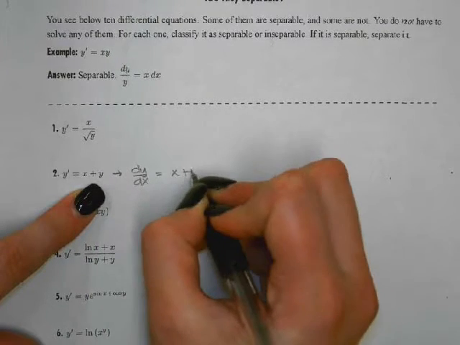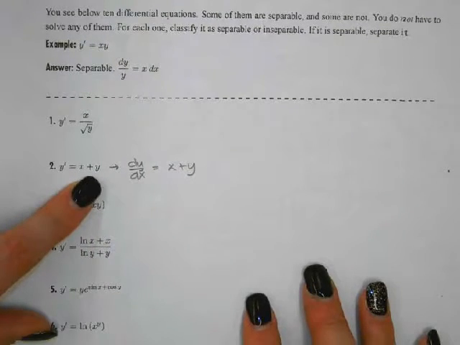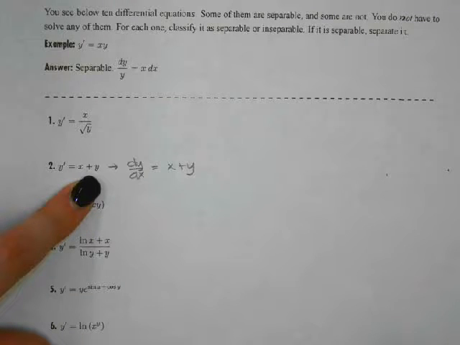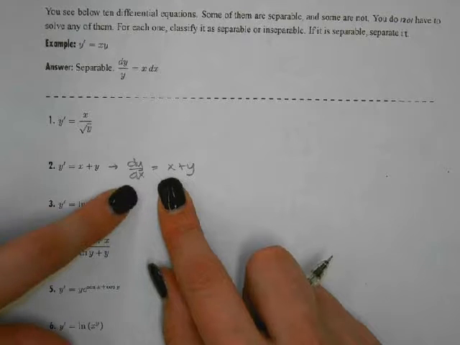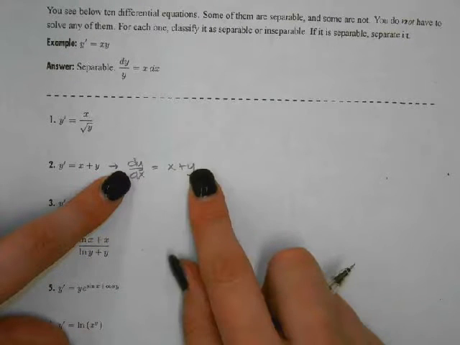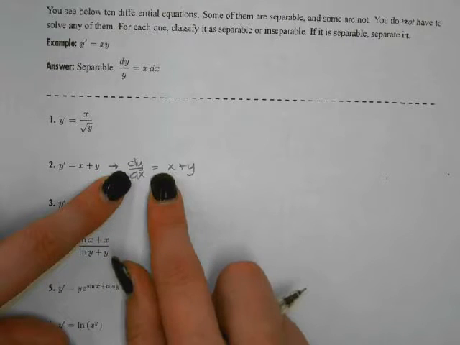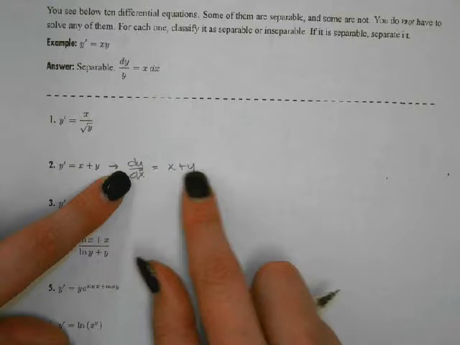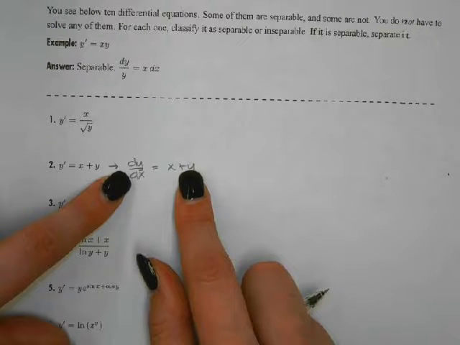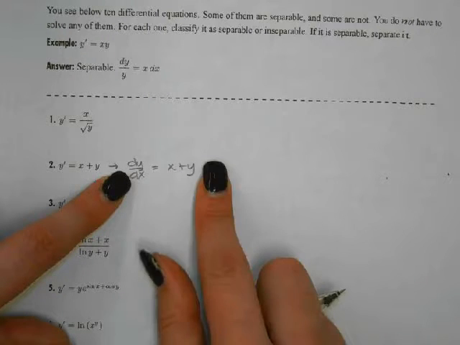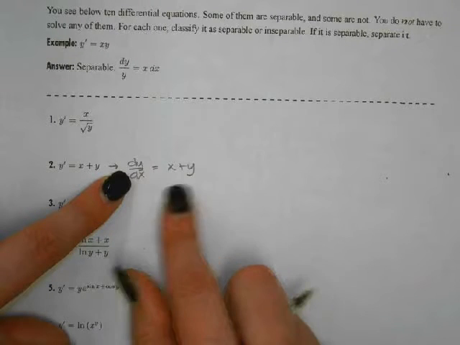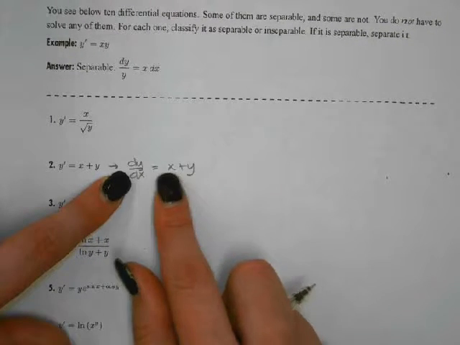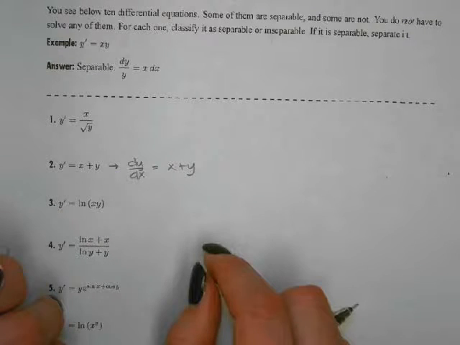I've got x plus y. And remember, the goal of a separable differential equation is to get all the x's on one side, all the y's on the other side. So here, I would have to multiply the right side by dx to get the dx to the right side. And then that dx would apply to this x, but it would also apply to that y. So then I would have x's and y's on the right side. And then for me to move this y over to the other side, I would have to divide by y. There's no way for me to separate the x's and the y's completely in this problem.